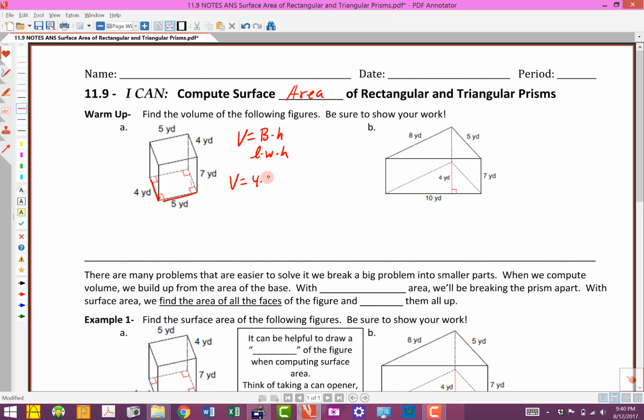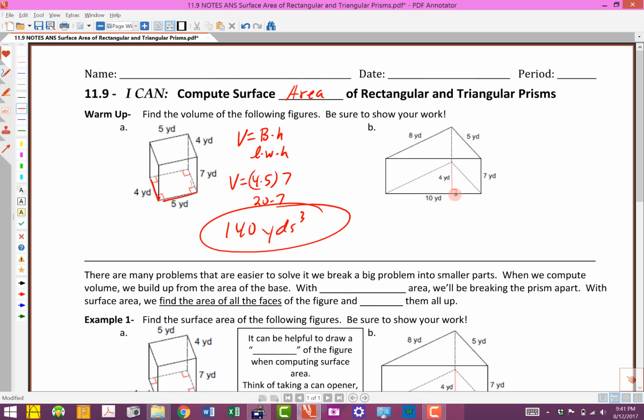So we're going to do 4 times 5. That's the area of the base, and then we're going to multiply it by 7 for the height. So this is going to be 20 times 7, so this is going to be 140. Don't forget the units on here. Again, we'd have yards times yards times yards, so we end up with yards cubed or cubic yards.